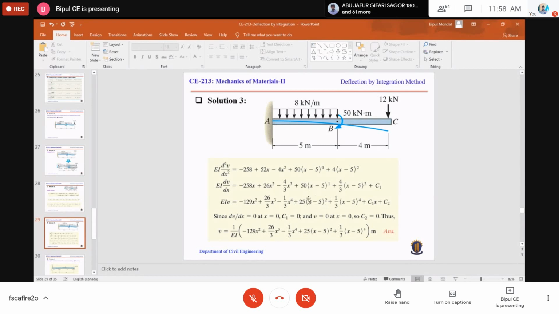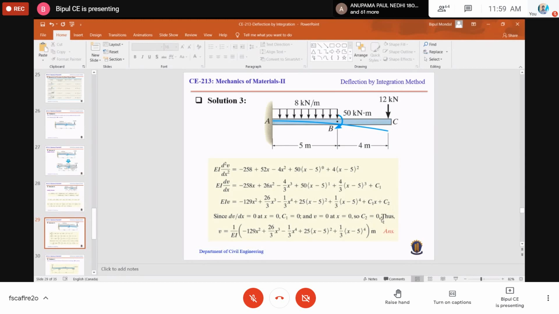Before this, the condition of the Macaulay function is this: if it is negative, then that term will be dropped. So since x is 0, it will be negative, so this term will be eliminated. Similarly here x is 0, this term will be eliminated. Okay, so therefore c2 will be 0.